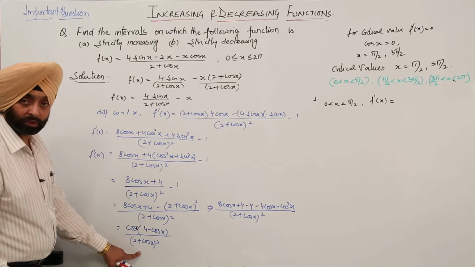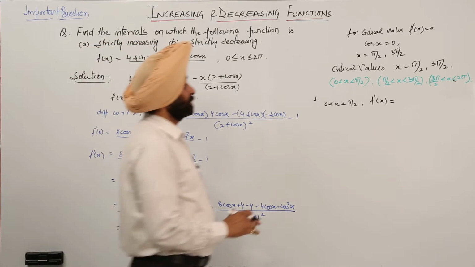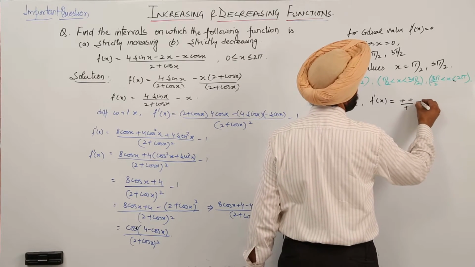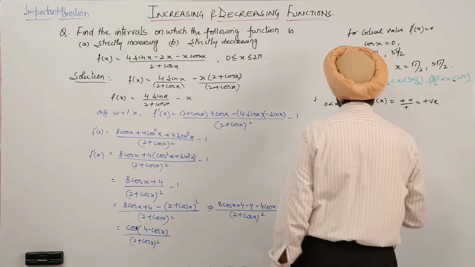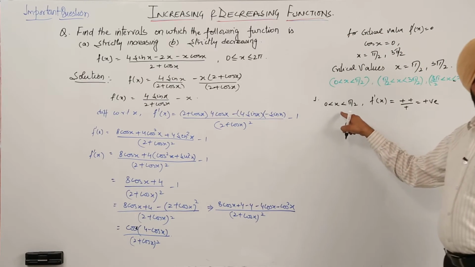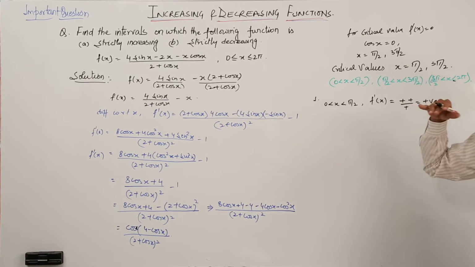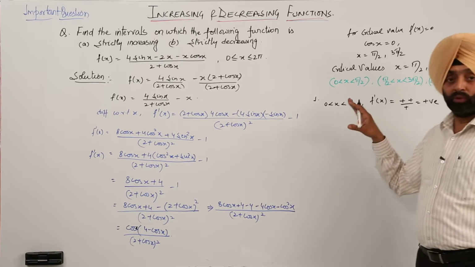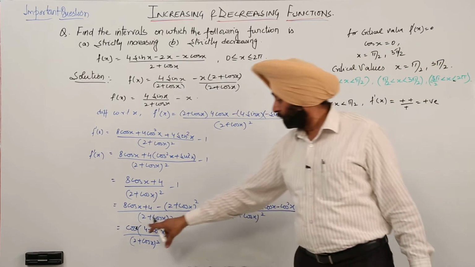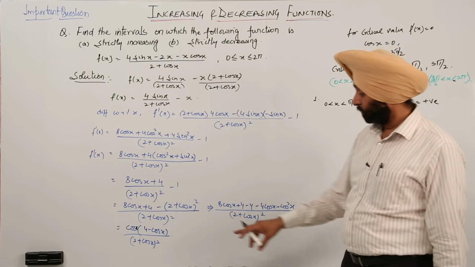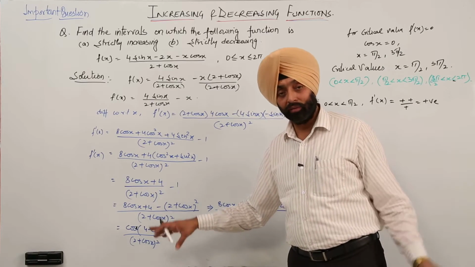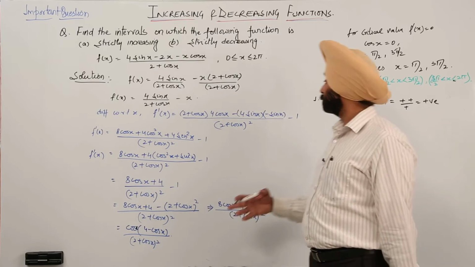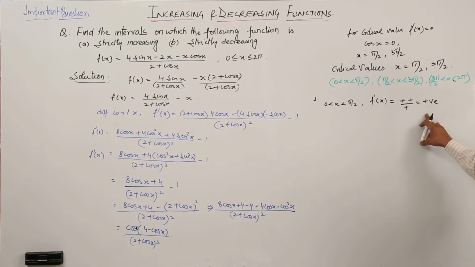Number 1, for 0 less than x less than pi by 2, f'(x) is cos x, 4 minus cos x, and 2 plus cos x whole square. I am just using the symbols. We have positive upon positive, which is positive. You can take any value, suppose x is equal to 30 degrees or 45 degrees. Cos 45 is positive, 4 minus cos 45 is again positive, and 2 plus cos x whole square is always positive.